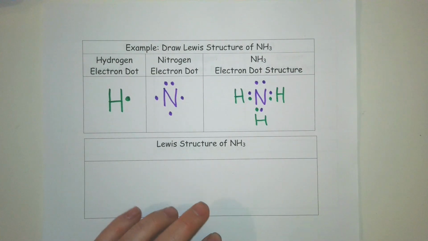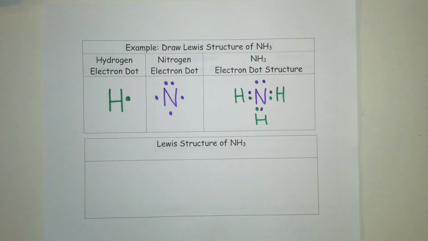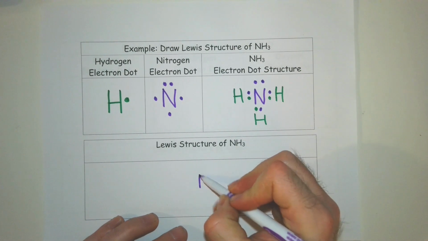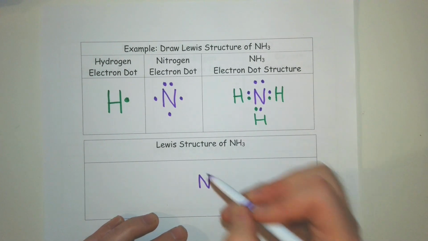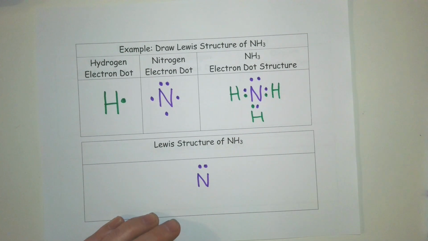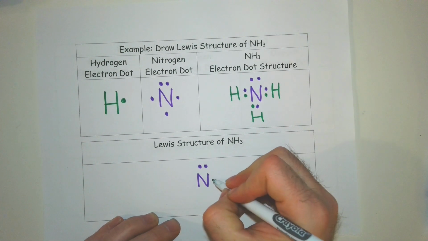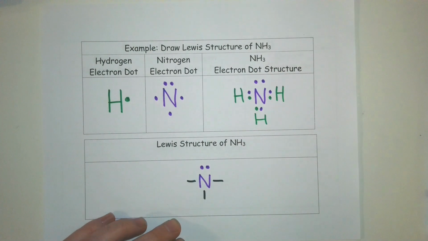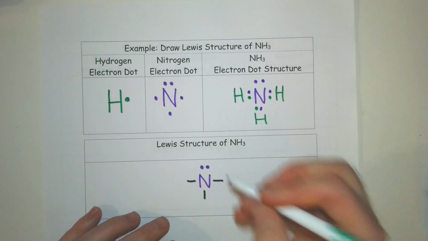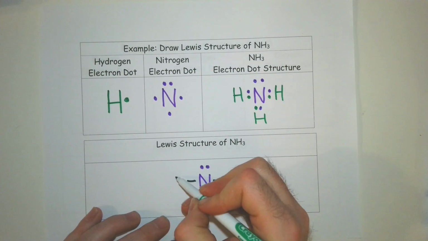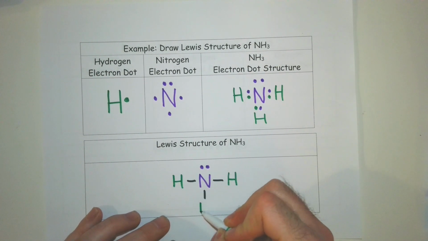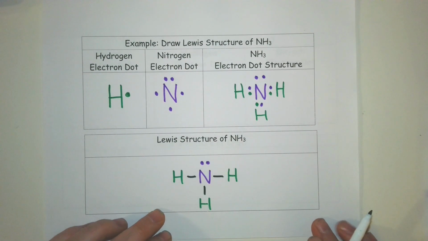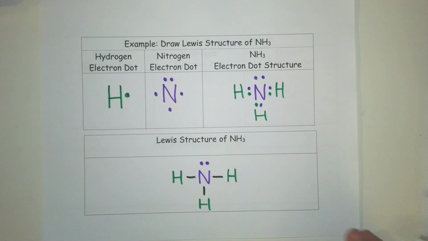So that would technically be the electron dot structure of ammonia. And so all we have to do now is draw this structure again, but every bond is going to have a dash. So there will be my 3 bonds. And this is the Lewis structure of ammonia, NH3.